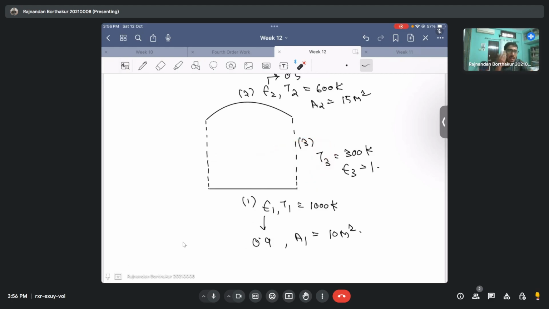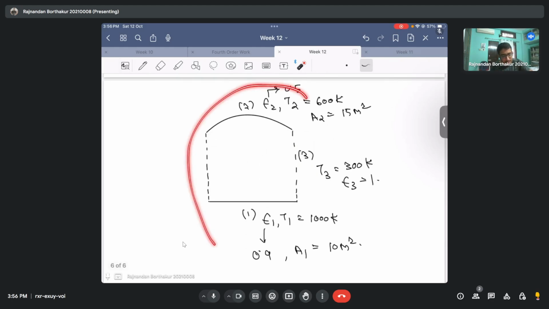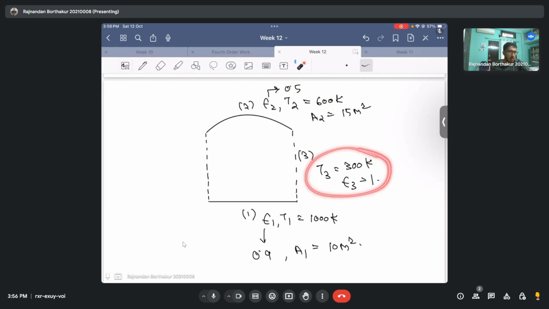Okay, once you know the radiosity of 2, you can get Q2 because you know the surface resistance, which is (1 minus epsilon 2) by A2 epsilon 2. We will see how we'll do that, but you need to understand how we mapped the system into a 3-zone enclosure having 3 surfaces: 1, 2, and the surrounding surface, which is now mapped as a black body having a temperature T3 equal to 300 Kelvin, and emissivity, of course, equal to 1.